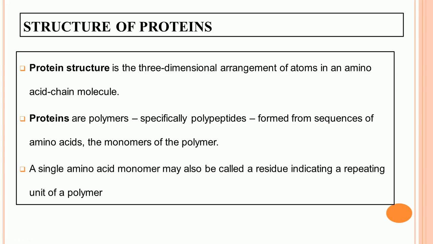Come toward the structure of protein. Protein structure is a three-dimensional arrangement of atoms in an amino acid chain molecule. Proteins are polymers, specifically polypeptides formed from a sequence of amino acids, the monomers of the polymers. A single amino acid monomer may also be called a residue, indicating a repeating unit of the polymer.